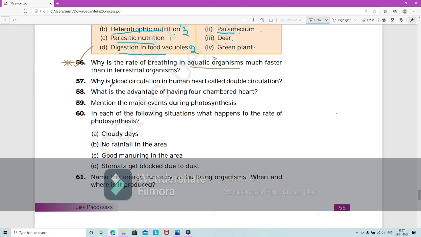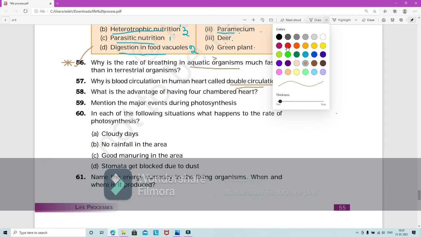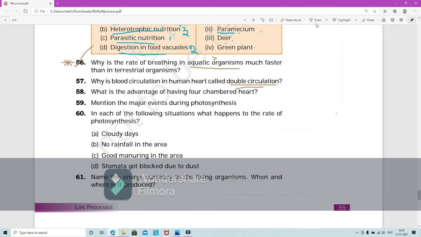Okay. Why is blood circulation in the human heart called double circulation? Why is it called double circulation is the point. Okay, so this is a simple question, right? Let's just draw a rough diagram of the heart. This looks like an ice cream cone. Okay, this is just a very rough diagram.